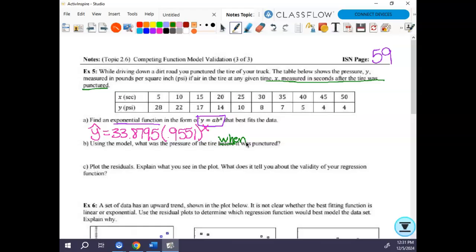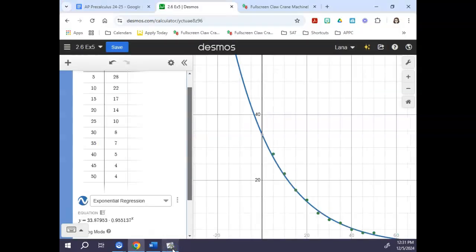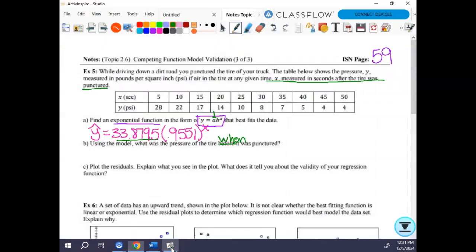And the answer is no, because isn't A your initial amount? Because if time is 0, that makes the b to the 0 power, that makes that 1 times A. This is your initial amount. But if we look at the graph and we click on that, that's the same number, right? And so that is the tire pressure.